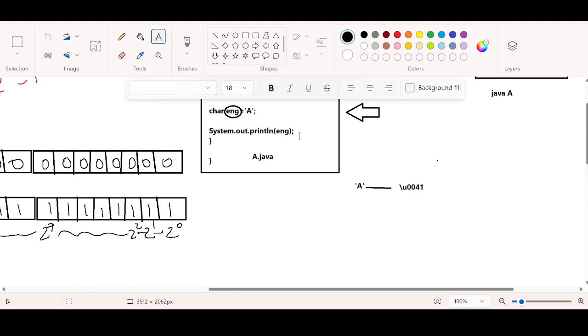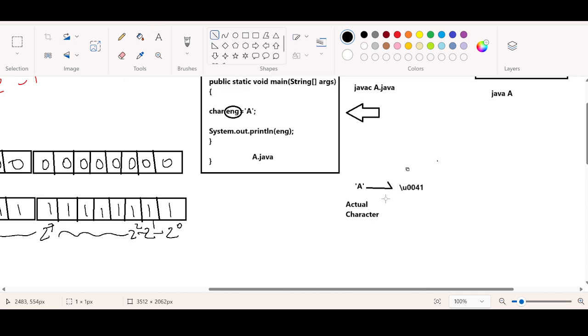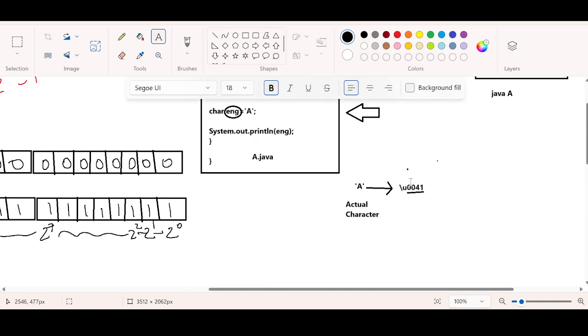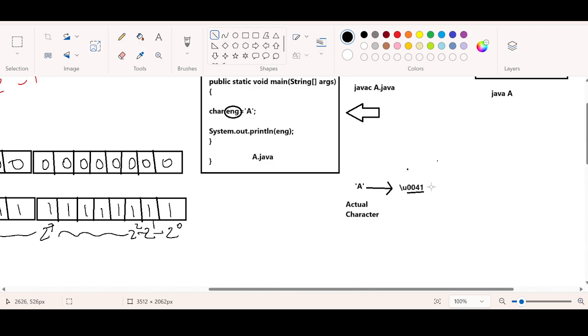Firstly, what happens? It will take the character A, the actual character. Secondly, this has to get converted to a Unicode. I mean, the Unicode is not a conversion; the mapping is already done by the Unicode system. It will consider that Unicode value. So this is the actual Unicode value, and from this Unicode value, the last four numbers, starting from right to left, this is the hexadecimal number. It will filter out the hexadecimal number.